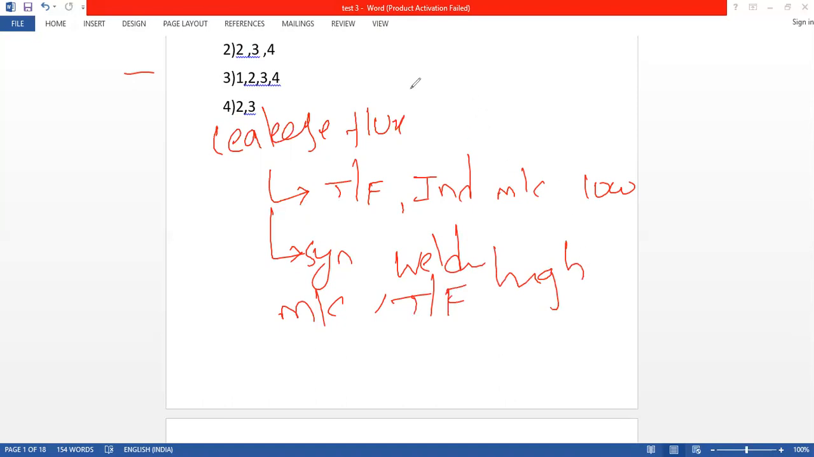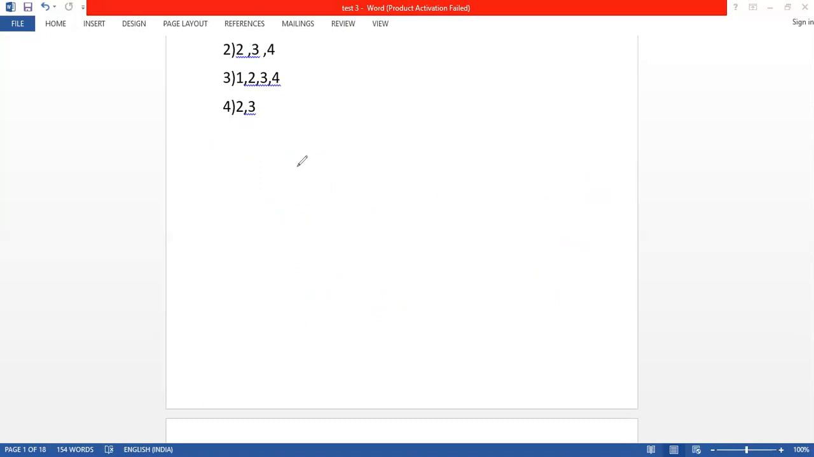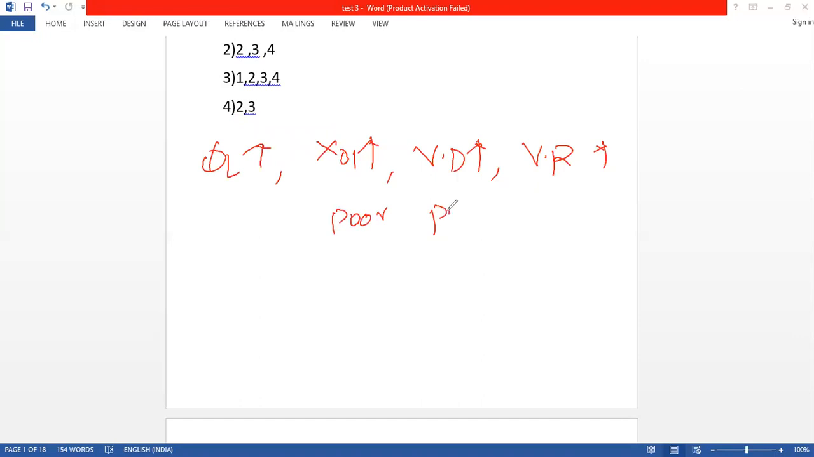Because see here, you just observe one point. If leakage flux increases, X01 increases, voltage drop increases, voltage regulation increases, poor performance. Poor performance for what? Transformer and induction machine. So it must be low.